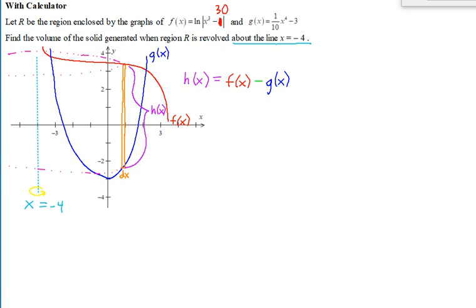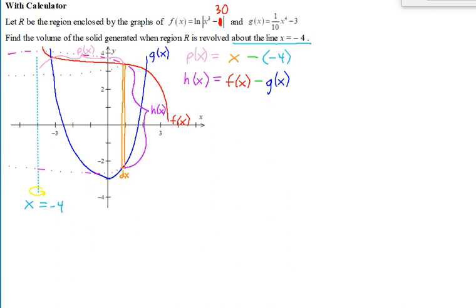And then the radius, you can see, would go from our axis of revolution to the rectangle. There's p of x. And this time the one on the right is x, and the one on the left here is our axis of revolution, -4. So x minus -4, which you can see simplifies to x plus 4.